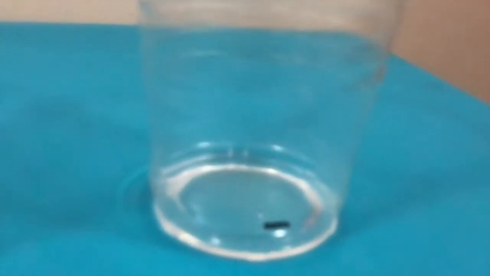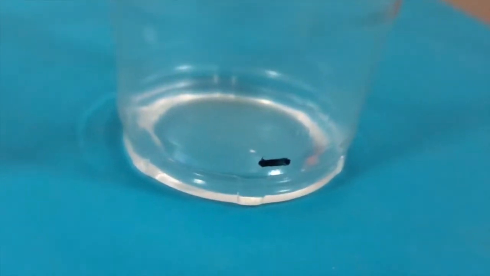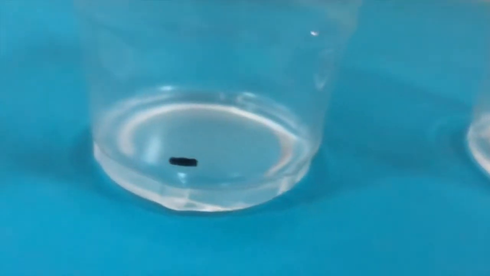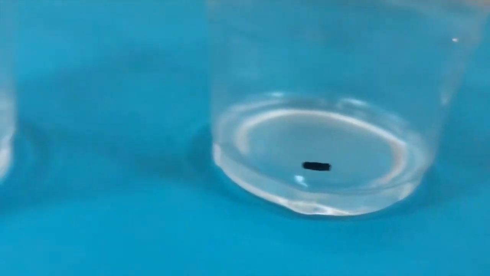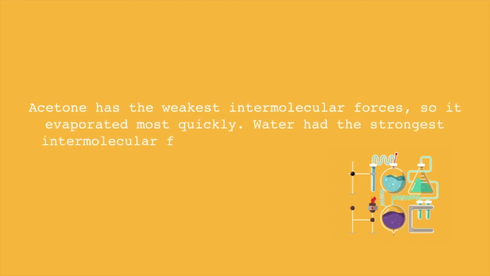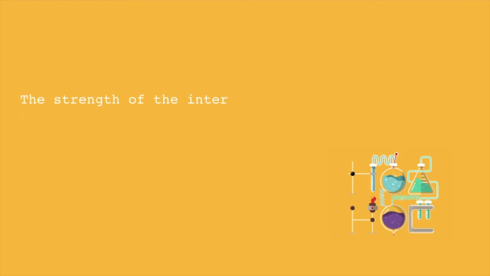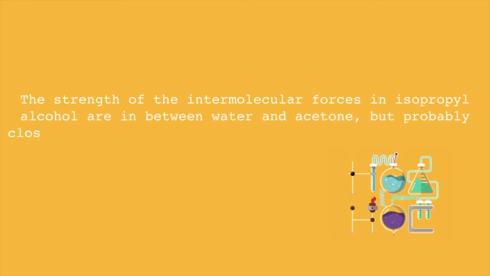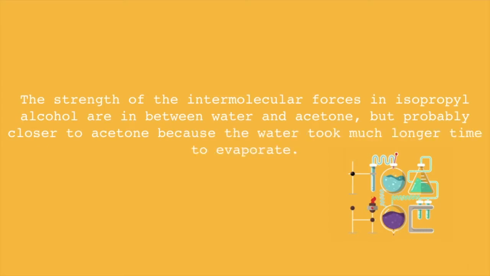After 4 hours, sample A evaporated faster, followed by sample B, then lastly, sample C. Acetone has the weakest intermolecular forces, so it evaporated most quickly. Water had the strongest intermolecular forces and evaporated most slowly. The strength of intermolecular forces in isopropyl alcohol is in between water and acetone, but probably closer to acetone because the water took much longer to evaporate.